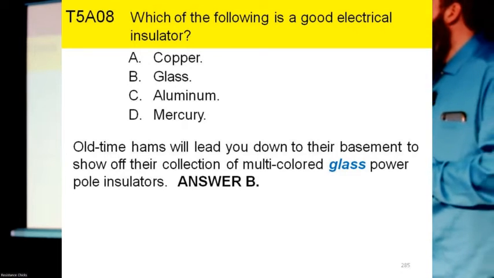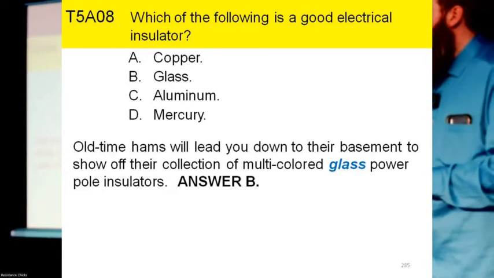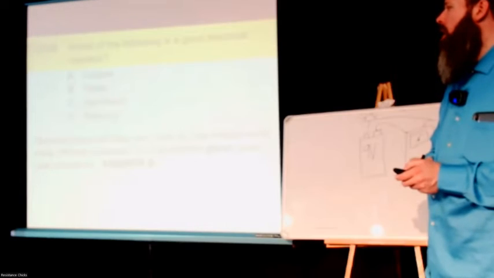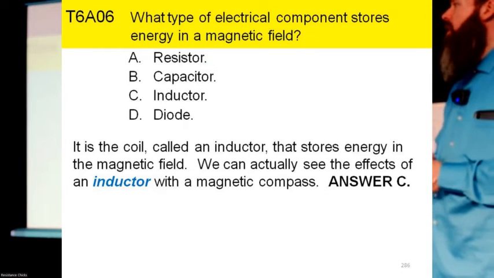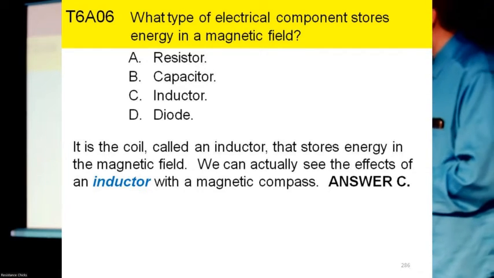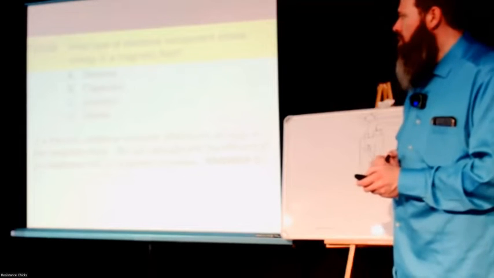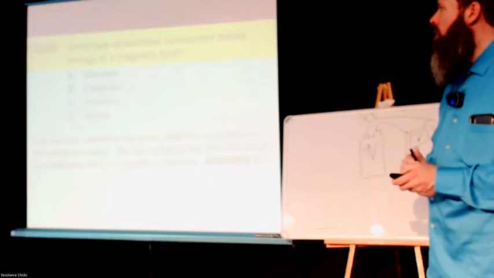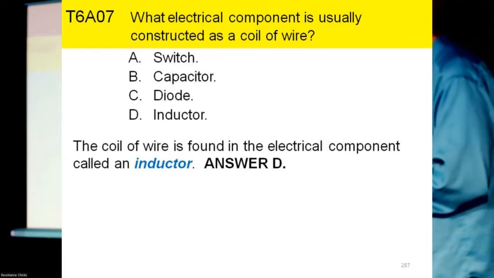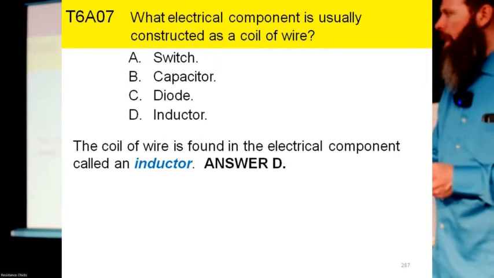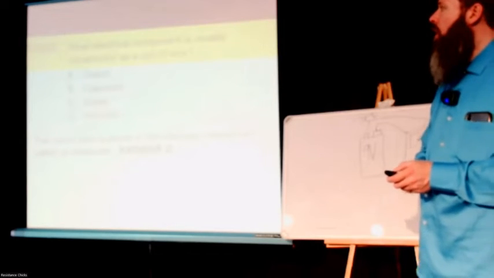Which of the following is a good electrical insulator? Yeah, glass. What type of electrical component stores energy in a magnetic field? It's an inductor. What electrical component is usually constructed as a coil of wire? An inductor. So whenever you see a coil of wire, that is an inductor.